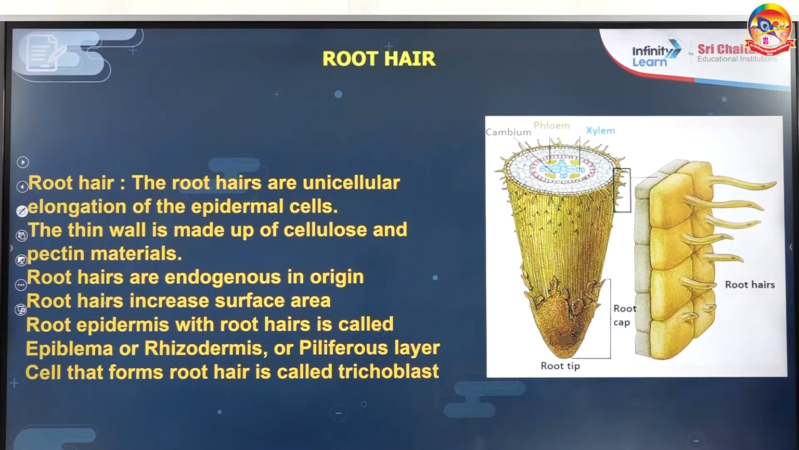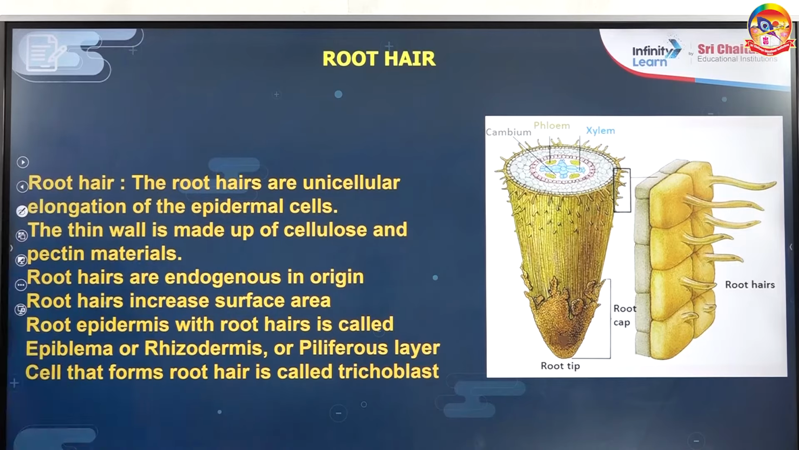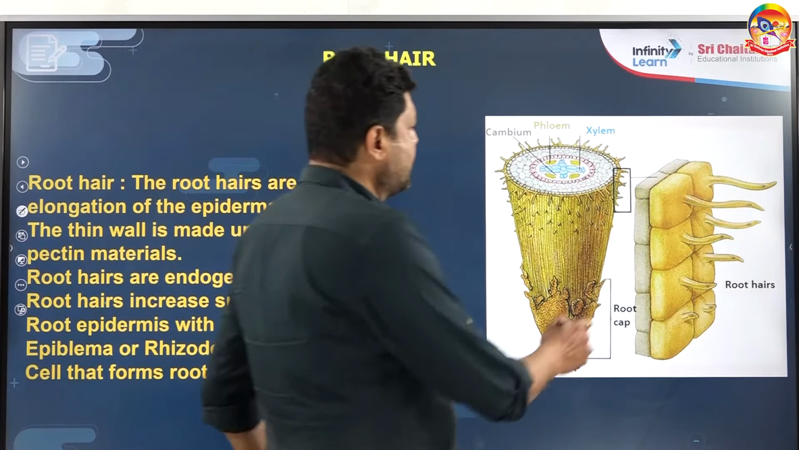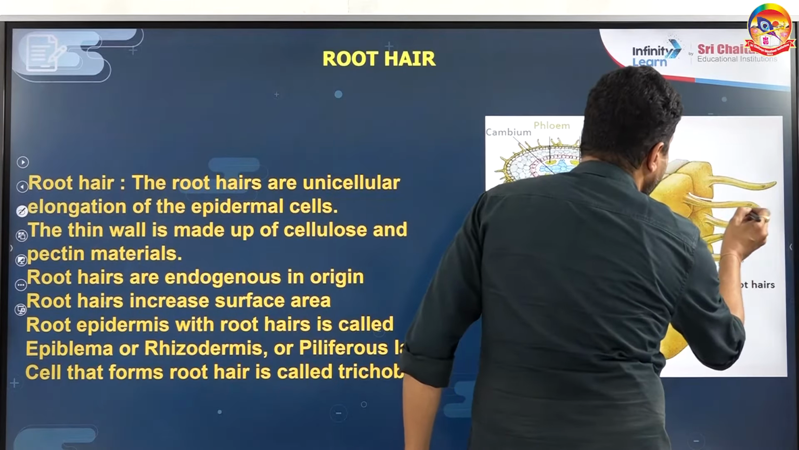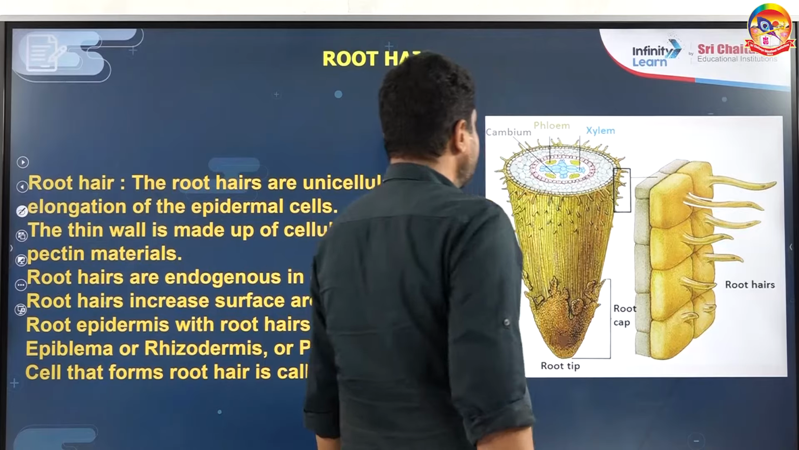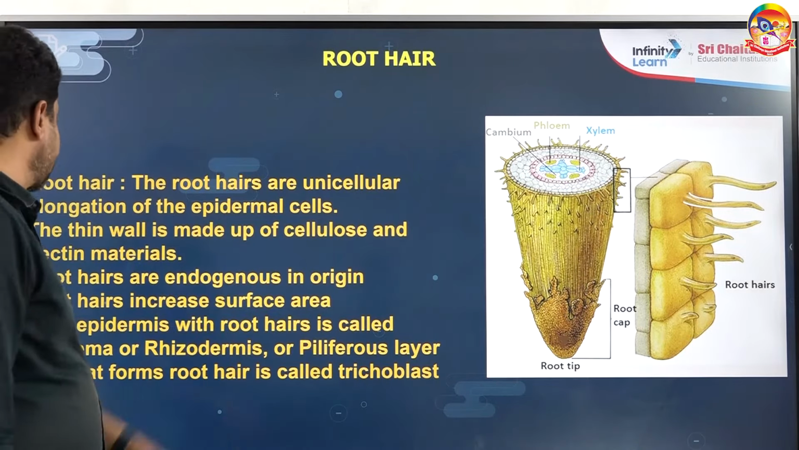Now coming to another epidermal structure. I cannot call it a structure because it is a unicellular structure. Root hairs are unicellular elongated parts of the epidermal cells. The thin wall is made up of cellulose and pectin materials. Clear? Root hairs are endogenous in origin, and root hairs increase surface area.